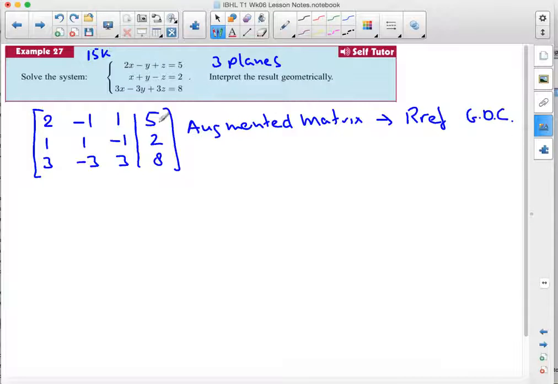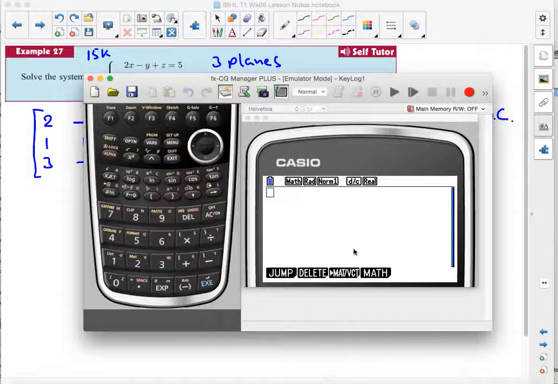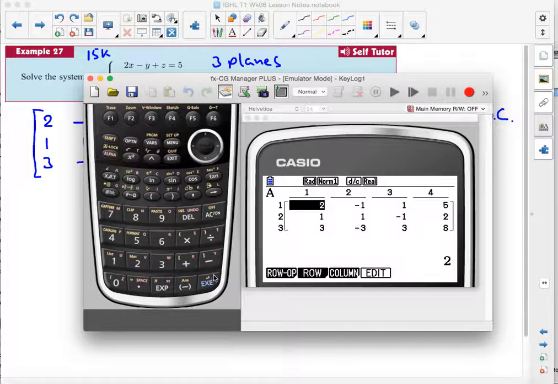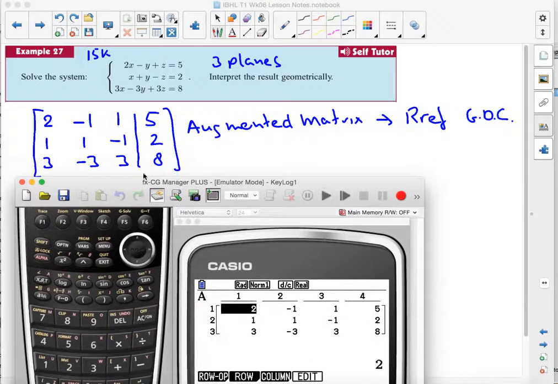You can use elementary row operations by hand, but this of course is much quicker, and if we were allowed to use the GDC, why not? So here we go. I've prepared this a little bit. In the menu 1, the normal calculation menu, there's this matrices button, which is F3. You go in there. I prepared matrix A to be a 3x4 matrix, and this is how it looks. It's got all the numbers in there that we need: 2, -1, 1, 5, 1, 1, -1, 2, 3, -3, 3, and 8.